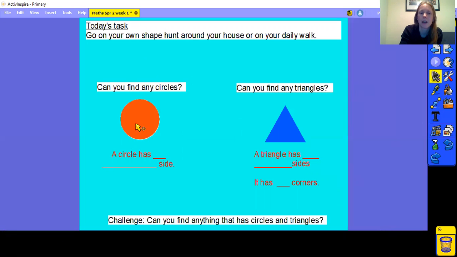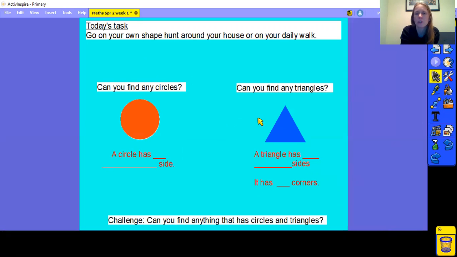So remember, a circle has how many sides? Yes, one side. And what does that side look like? That's right, it's one curved side, a curved side that goes all the way round.